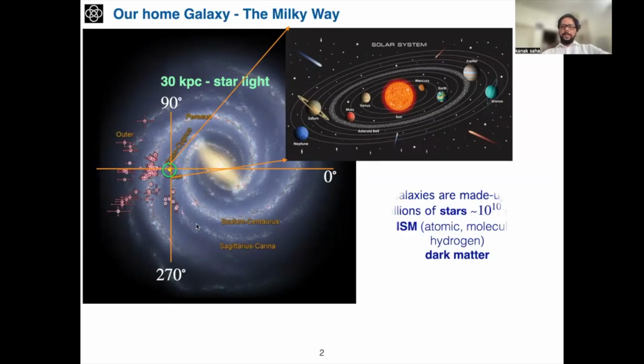The galaxies are made up of billions of stars. For example, Milky Way has about 10 billion stars. Apart from the stars, there is the interstellar medium, the medium between the stars. This is composed of atomic hydrogen, molecular hydrogen, ionized gas, and various phases of the interstellar medium. Apart from stars and the ISM, the galaxies are immersed in an invisible dark matter halo.